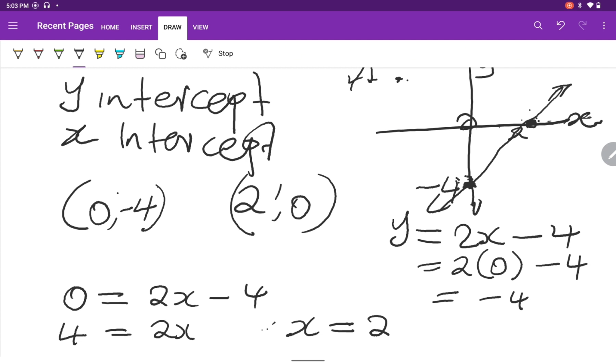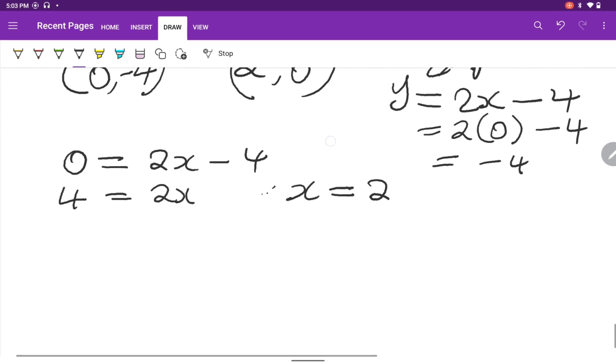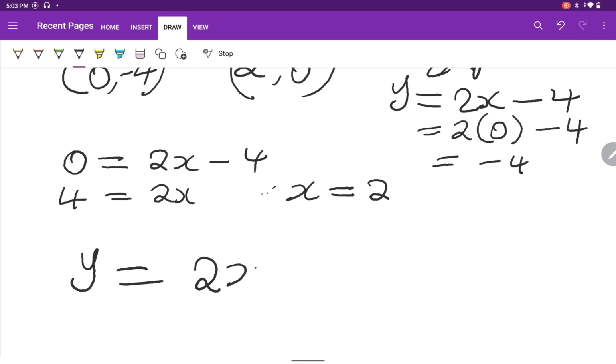With other types of forms, I've shown you already how to sketch the line. For example, if we just have y equals 2x and we want to sketch this graph, we have already indicated that all these types of graphs will cut at the origin. So they will cut at the origin. So what we do is just get any other point.